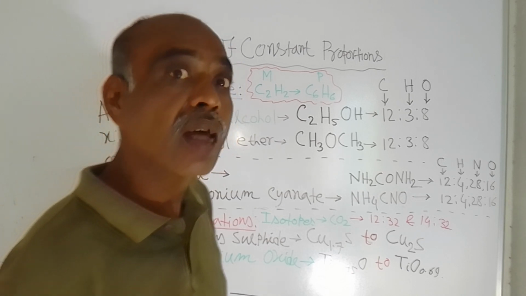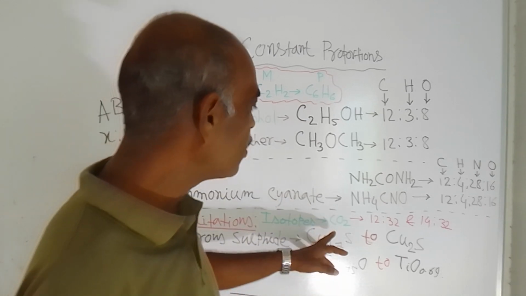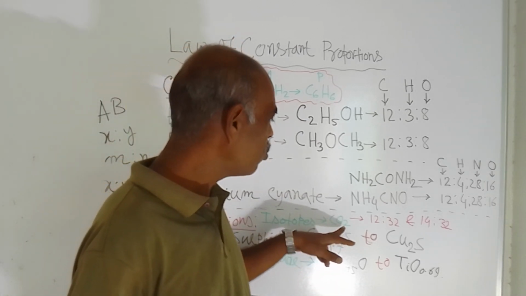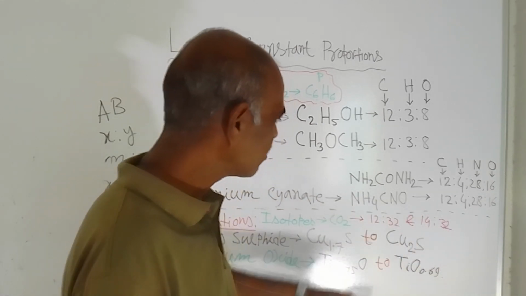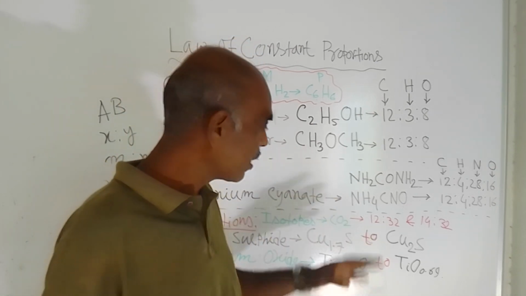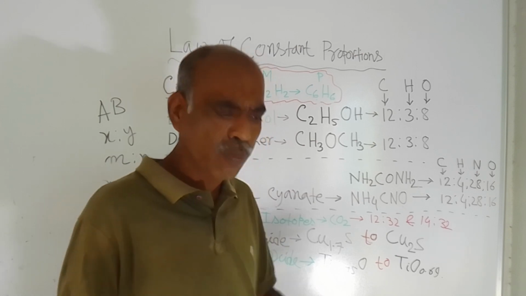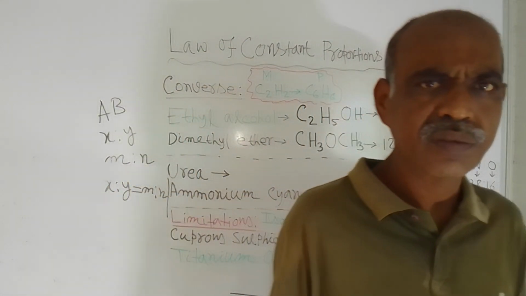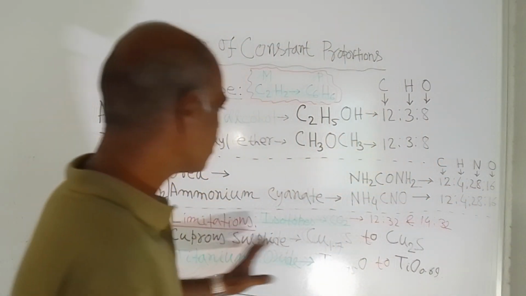And for the other isotope C14, the ratio will be 14 into 2 into 16, that is 14:32. So we can see that here the ratios are different. For isotopes, ratios are different, 12:32, and here it is 14:32. So mass ratios are different. It is for isotopes. So this is a limitation of the law.